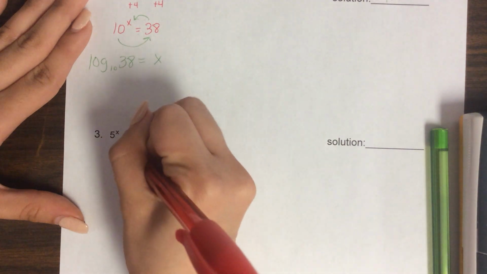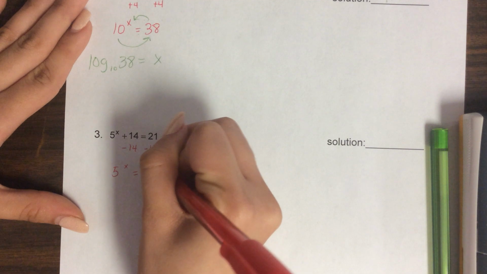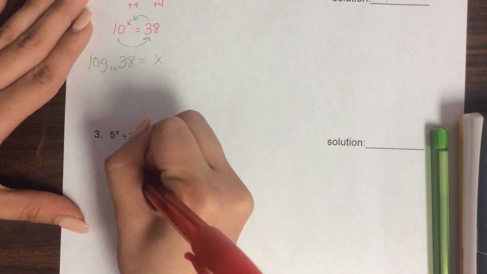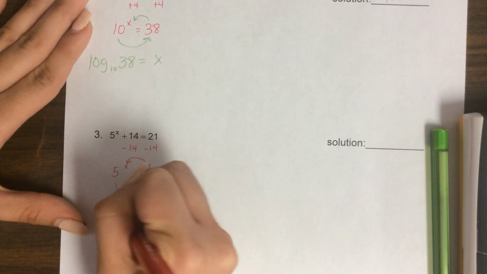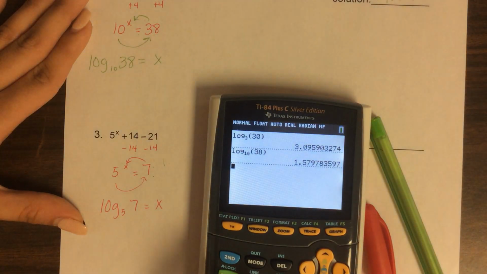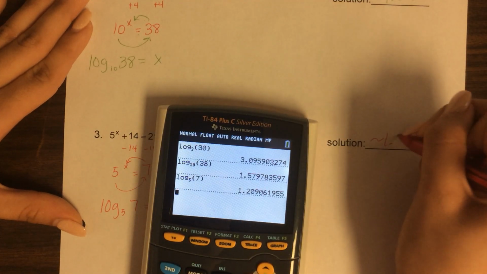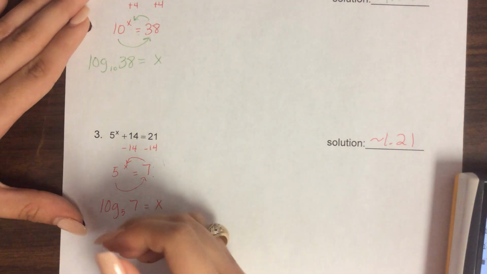In this one, we're going to have to subtract 14 on both sides. So we have 5^x is equal to 7. Go ahead and do our little wheel thing, converting from exponential to logarithmic. Log base 5 of 7 is equal to x. Let me just plug that in. Math, 2 up, 5 and 7. And we have around, give or take, 1.21. Not that bad.